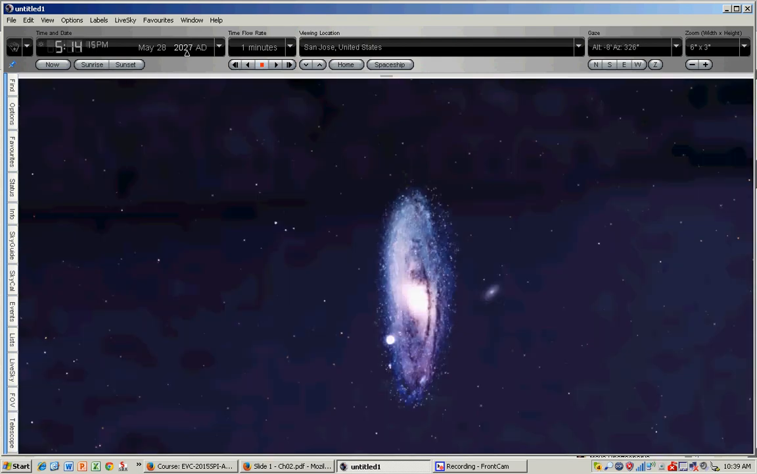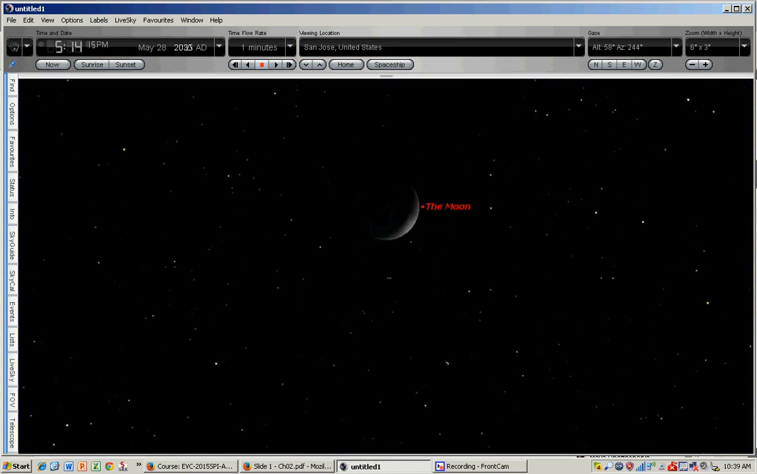Oops! You see that thing? It's a galaxy. My goodness. This looks like Andromeda. Yeah, it's the Andromeda galaxy. See how wonderful astronomy is? You can find all kinds of cool things just by playing around in the sky.